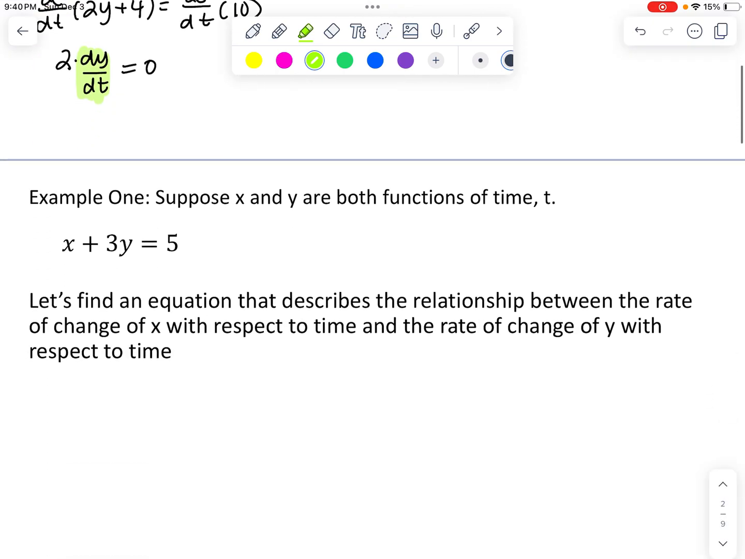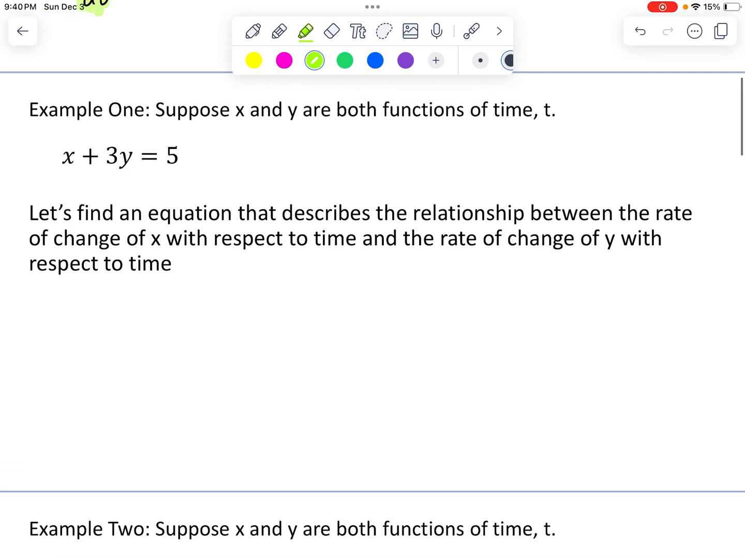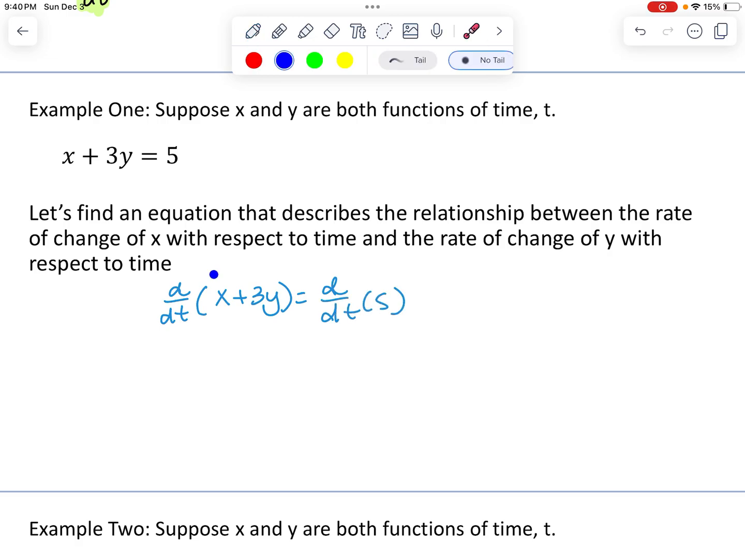So let's look at a couple more examples. And these ones will be a little bit nicer as we go on. So suppose x and y are both functions of time t. Let's find an equation that describes the relationship between the rate of change of x with respect to time and the rate of change of y with respect to time. So basically, now we have an equation where x and y are in them. So I will take the derivative with respect to t on both sides. And then on the left, I'll take the derivative of both terms with respect to t. So the derivative of x with respect to t is 1 times dx dt.